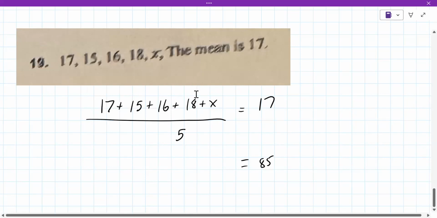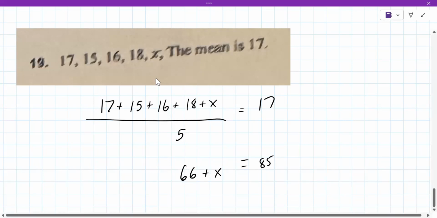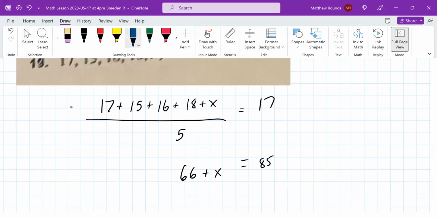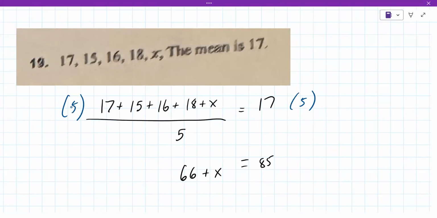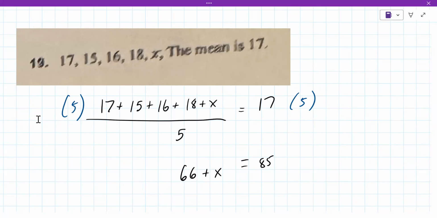Yeah, 17 and 18 gets you 35. And then 35 plus 31 is 66. 66 divided by 5. Nope, no. You want to clear out that 5 to start. You always clear out the number. Oh, I know what I did. I divided 66 by 5. So then it'd be 19. Yes, X is 19.